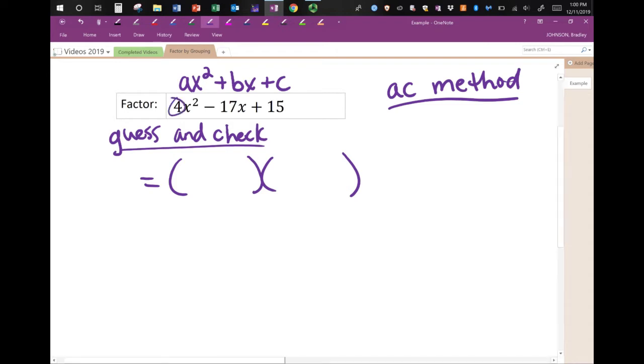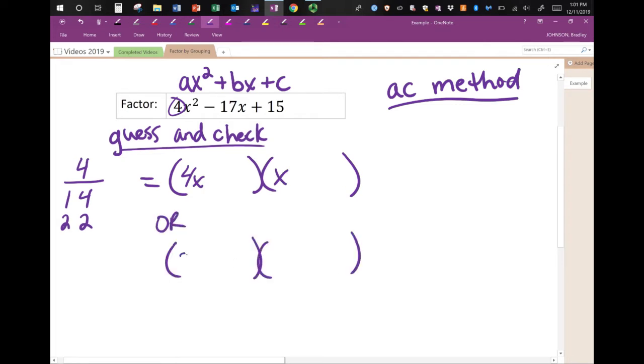Now, looking at the a term, 4. 4 has 1 and 4 in common and 2 and 2. If we were to guess and check, the possibilities would be 4x times x, or we'd have a 2x and a 2x. And then you have to look at the factors of 15. Okay, 15 is 1 and 15 and 3 and 5. And then you have to figure out, okay, what combination would end up giving you a negative 17 in the middle? As you can tell, there's a lot of guessing and checking that you'd have to do.